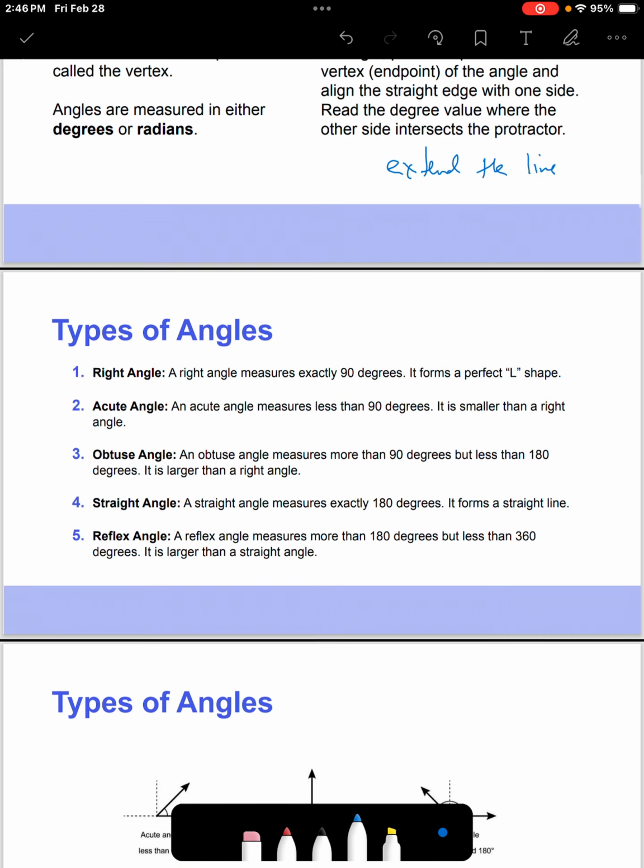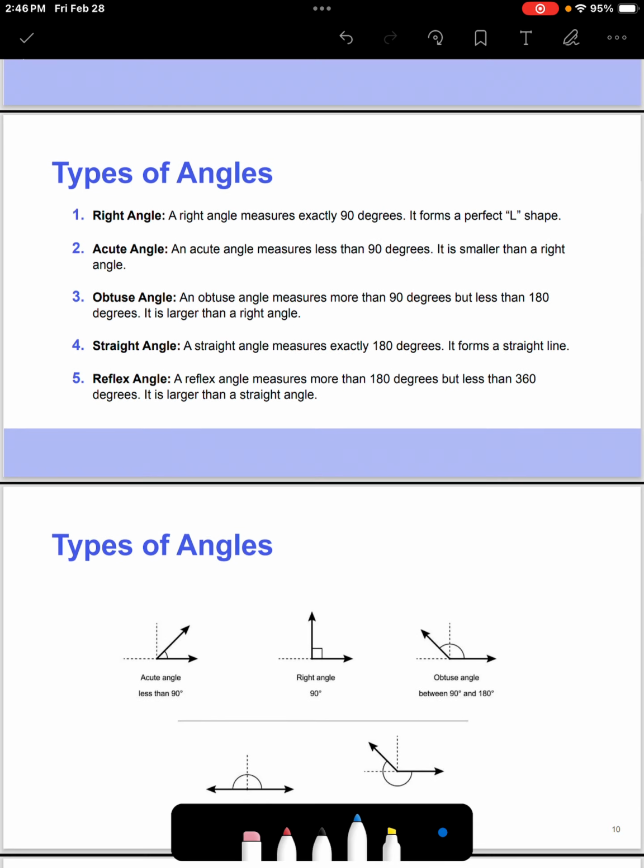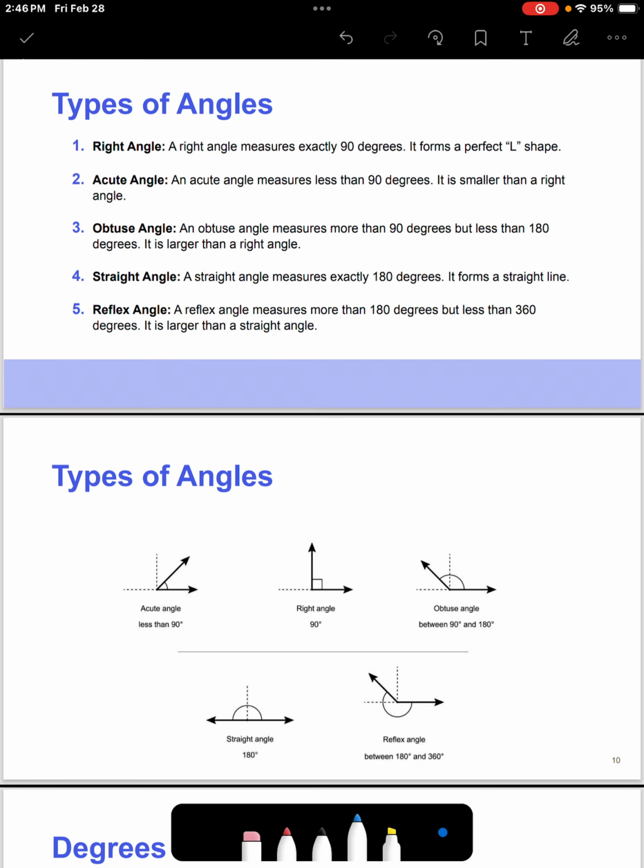So there are several types of angles. There's a right angle, this is a right angle, 90 degrees. You have an acute angle, which is smaller than 90. You have an obtuse angle, which is greater than 90. The straight angle equals 180 degrees. And a reflex angle is the other side of the angle. So if we know this angle is, say, 80 degrees, the reflex is the other side. It's this part down here.